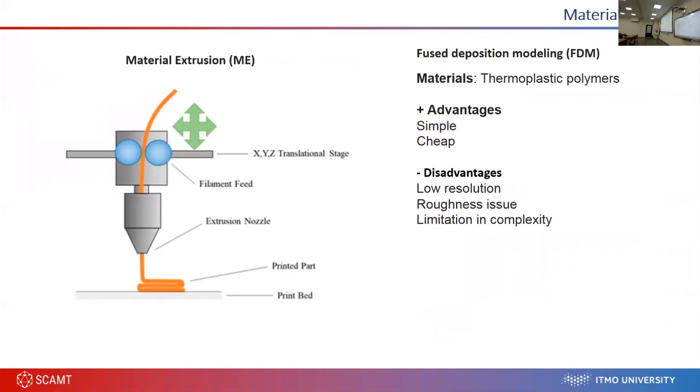Next method is material extrusion. Material extrusion means that we stream our material through the nozzle all the time, continuously. This is the most simple method, the cheapest method, and unfortunately it has low resolution. Fused deposition modeling is one of the methods of material extrusion. It usually uses thermoplastic polymers.